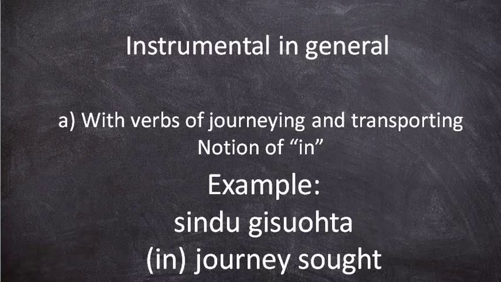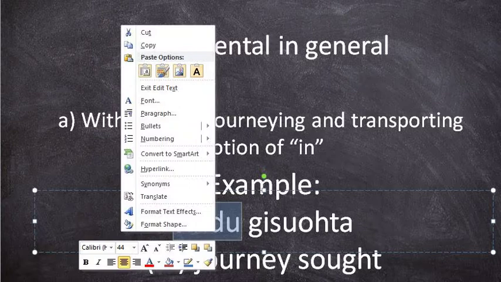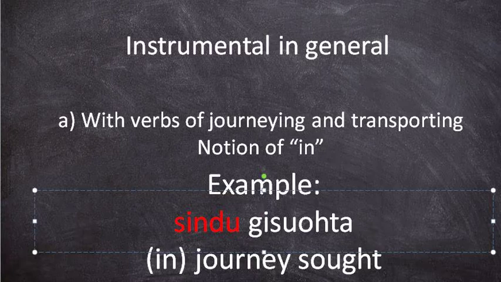Here's our third example of sindu gesuchta. This is an interesting sentence that I've translated straight from Old English into Old High German. This word sindu is actually the instrumental form. So this is not me using a dative here. This is an instrumental, which is very nice to know and see. The translation here is in journey sought. Sought is actually the past tense of the word to seek. So, present, I seek, and past tense, I sought. So how this person sought, he did it in journey. Journey is his instrument, his means, his manner, if you will, the way he did it.